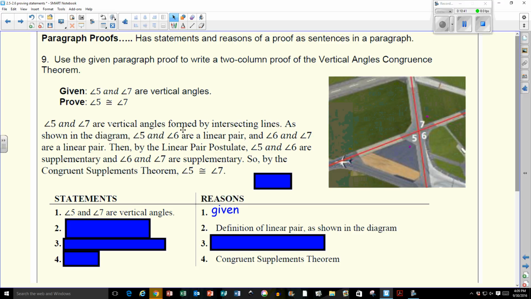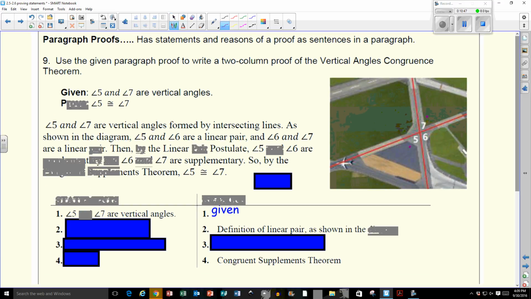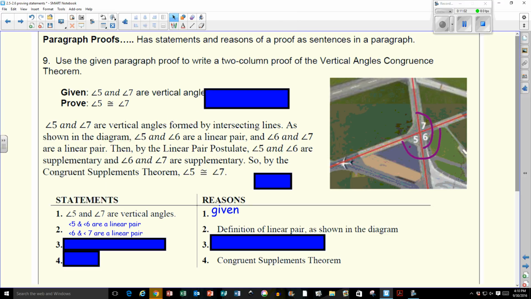Angle 5 and angle 6 are a linear pair. So those two are a linear pair. And angle 6 and angle 7 are a linear pair. So now these two are a linear pair. So that would be my next thing. Those two are linear pairs. That's the definition of a linear pair, as shown in the diagram.